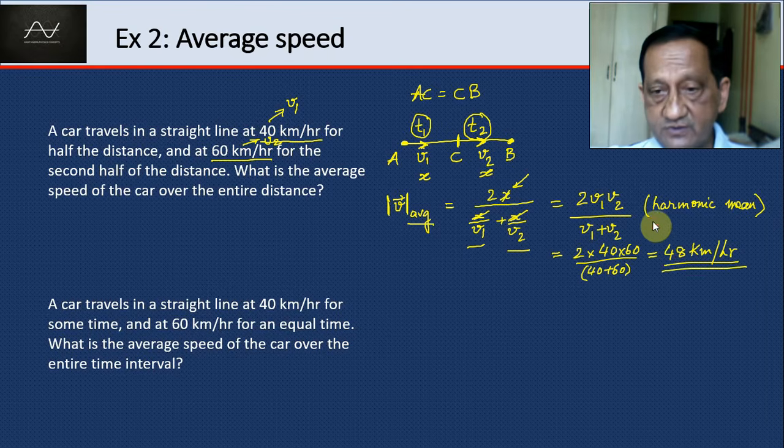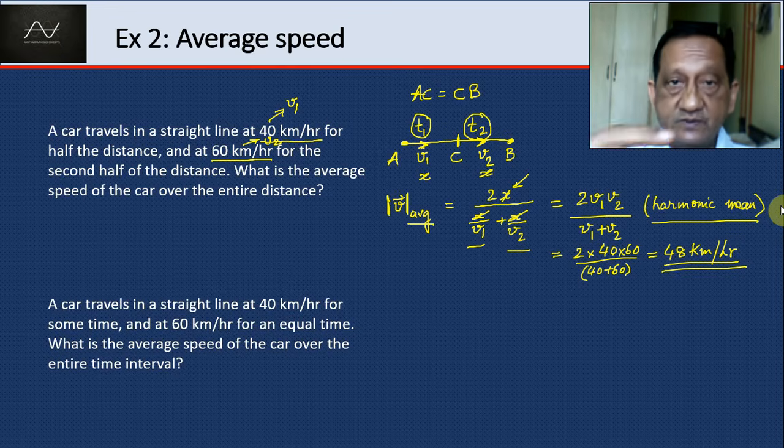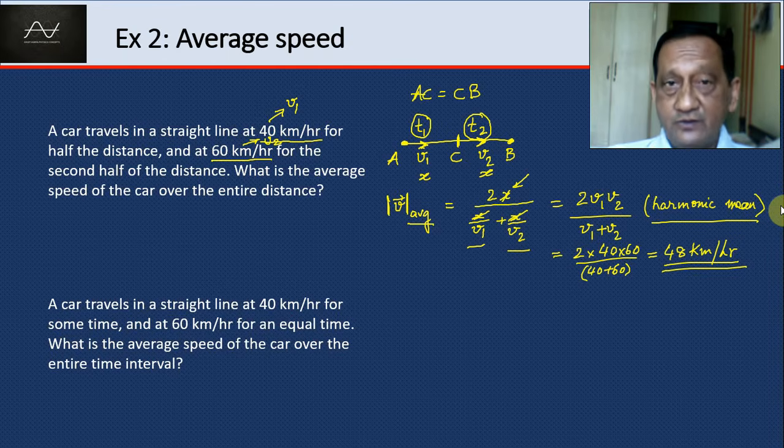And by the way, this is called harmonic mean. If you have two numbers A and B, then the harmonic mean of those two numbers is 2AB upon A plus B. Harmonic mean means the reciprocals of those numbers are in an arithmetic progression. You'll learn about progressions and means in higher classes. So don't worry about the harmonic mean concept and arithmetic mean and geometric mean. But right now, I think you only know one mean, which is arithmetic mean, which is the average. Average is add up all the numbers, divide by the total number of numbers. That you know. Harmonic mean is slightly different.